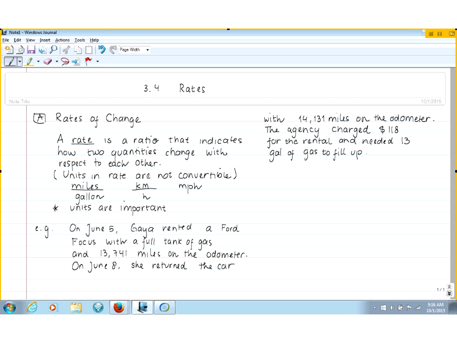So this is a very common situation, right? Somebody rented a car for how many days? 3 days, and she drove a few miles, okay? It used to have a full tank of gas, but then it needed 13 gallons of gas to fill up. So she didn't fill up the gas. Now, if you rent a car, do you fill up the gas or no? Can you return the car with an empty tank? Yeah, you can, but they will charge you.